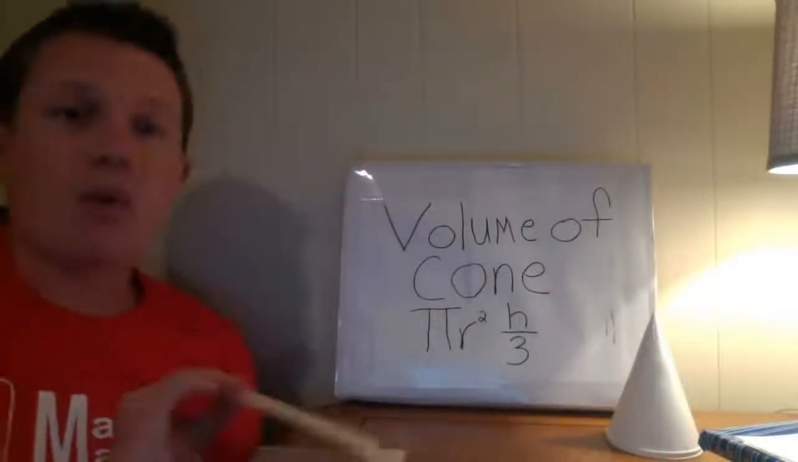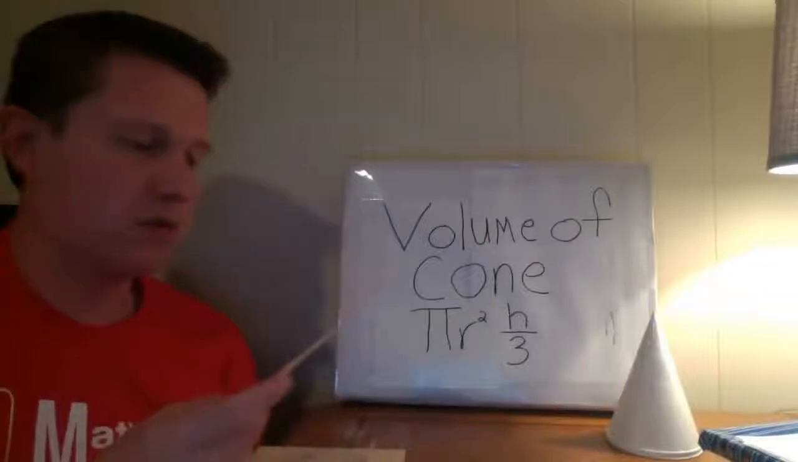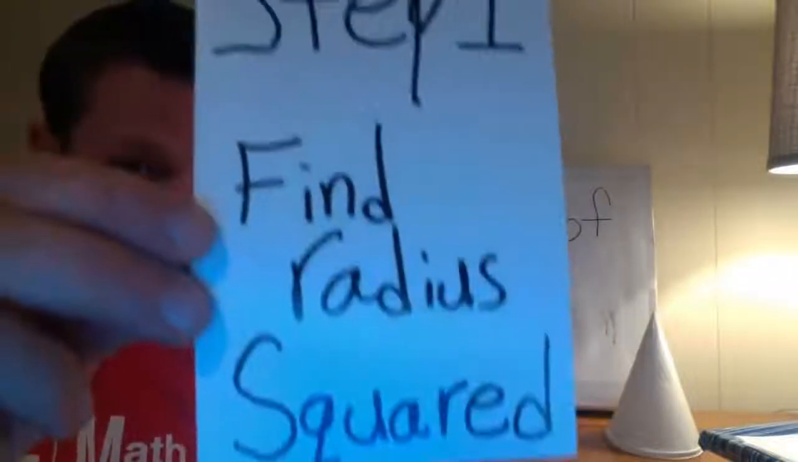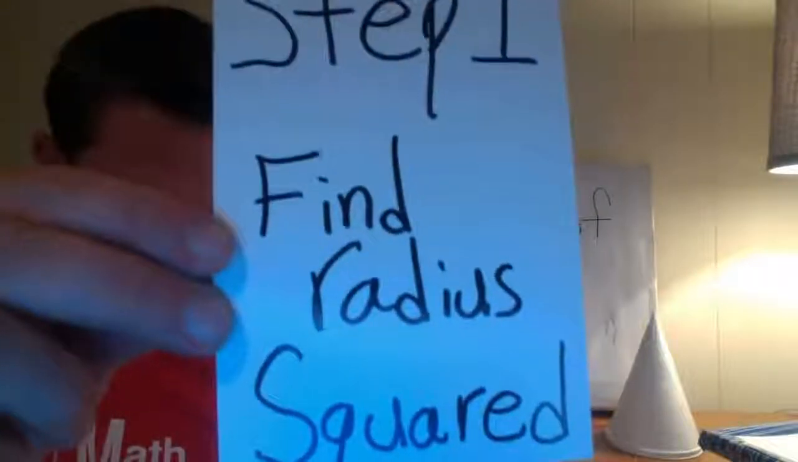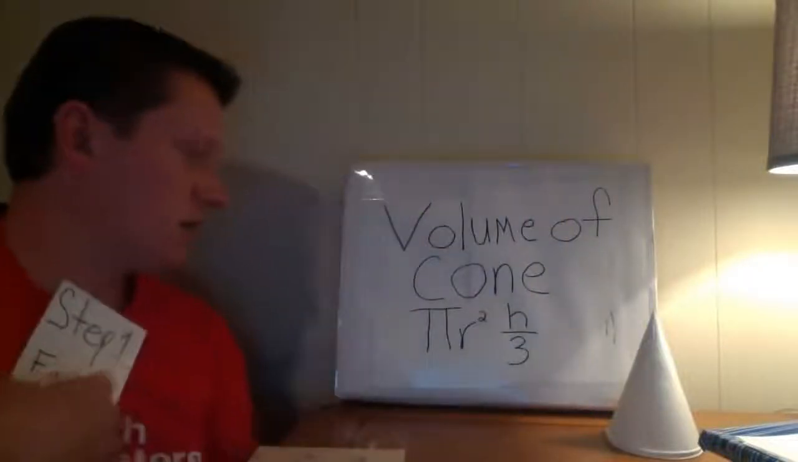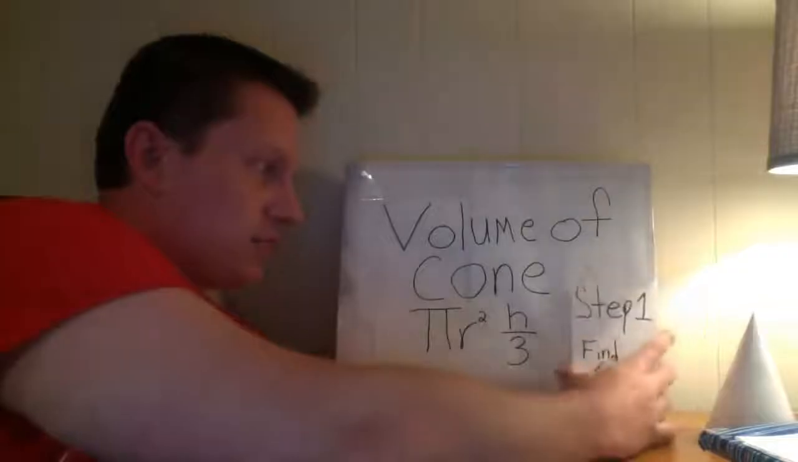And the first step when finding the volume of a cone is to find the radius squared. Step 1, find the radius squared. So I'm going to put that right here.